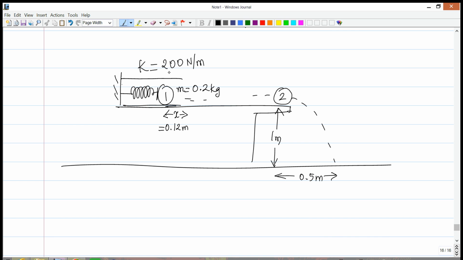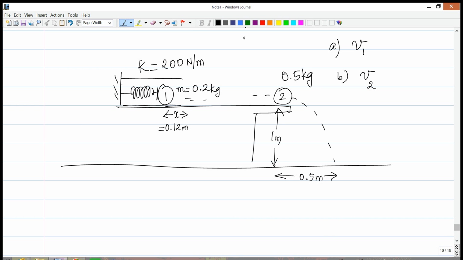Now, what is observed is right after the collision, block 2 of mass 0.5 kg moves along this parabolic path, and it lands 0.5 meters from where it started. Our question has several layers. The first is, we're going to find the speed of the 1 kg block right after the collision. Then we're going to find the speed of the 0.5 kg block right after the collision.